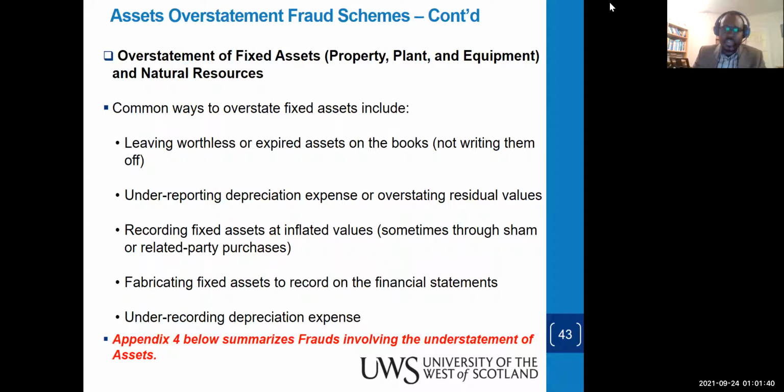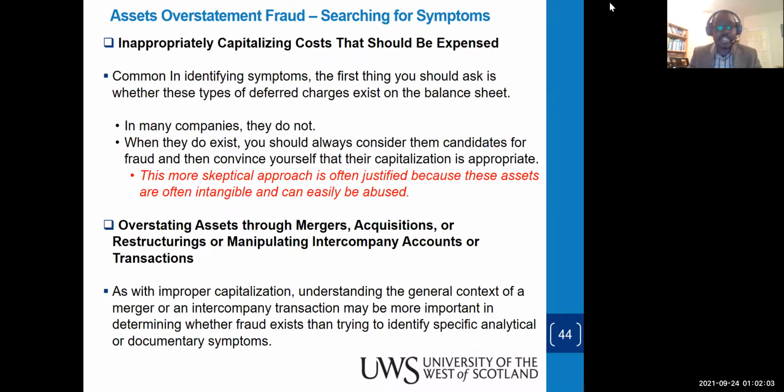Instead of writing them off, they will leave it there. They could under report depreciation or use lower rates. They could record fixed assets at inflated values, and they could also fabricate fixed assets to record, or they could recognize intangibles which they are not supposed to recognize. So Appendix 4, again, will provide a summary of frauds involving the understatement of assets.